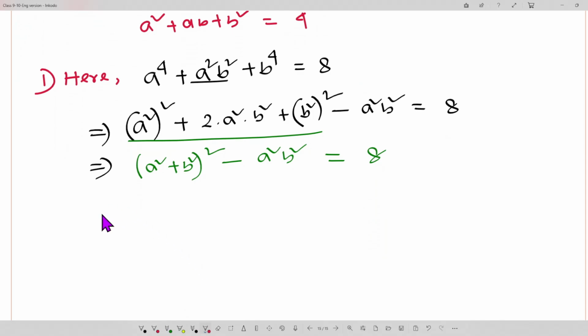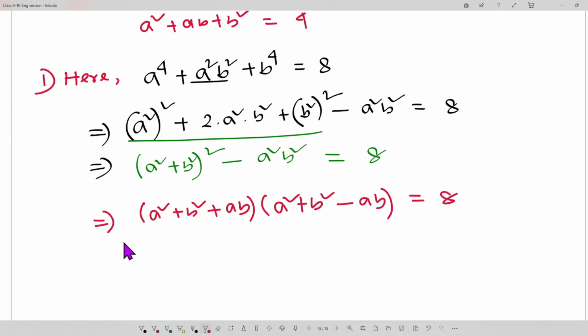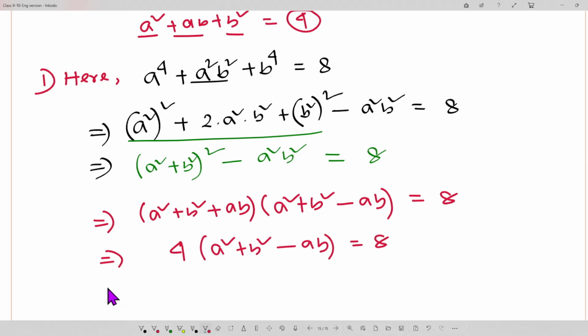Now look, it's a squared minus b squared, so we can write (a squared plus b squared plus ab) times (a squared plus b squared minus ab) equals 8. And finally look, here it is also mentioned a squared plus ab plus b squared equals 4. So this one is 4, and here is a squared plus b squared minus ab equals 8. Now we can divide both sides by 4. So a squared plus b squared minus ab equals 8 divided by 4, which is 2.